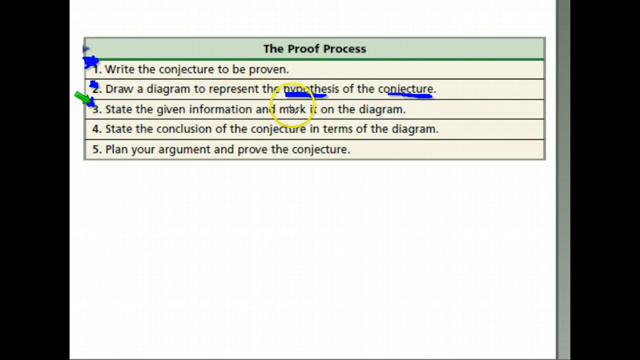You state the given information and mark it on the diagram. Now notice the only thing we put on the diagram is the given information. Okay? We do not put what we want to prove on the diagram. Otherwise it makes it a wrong diagram. You can't start with what you wanted to prove.